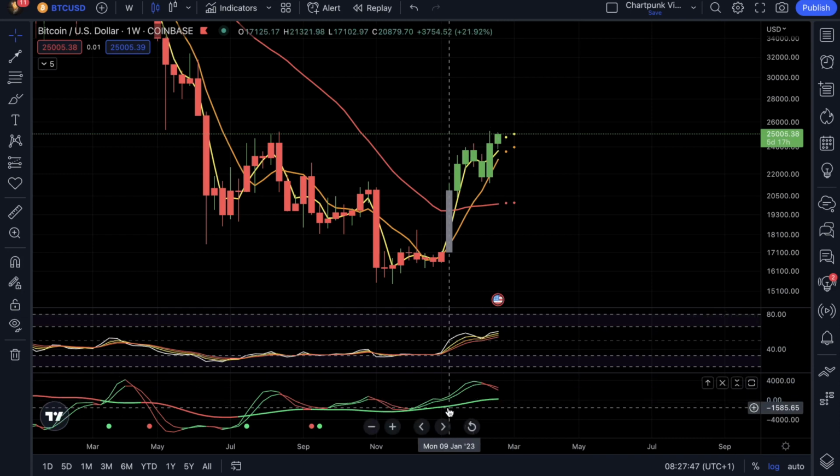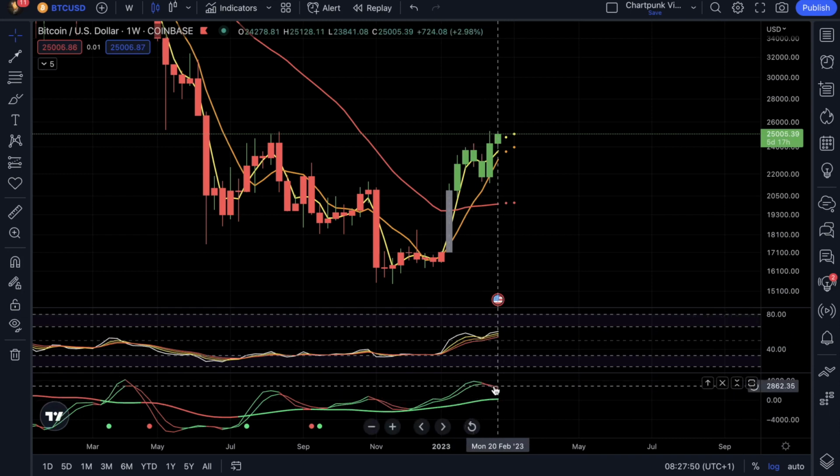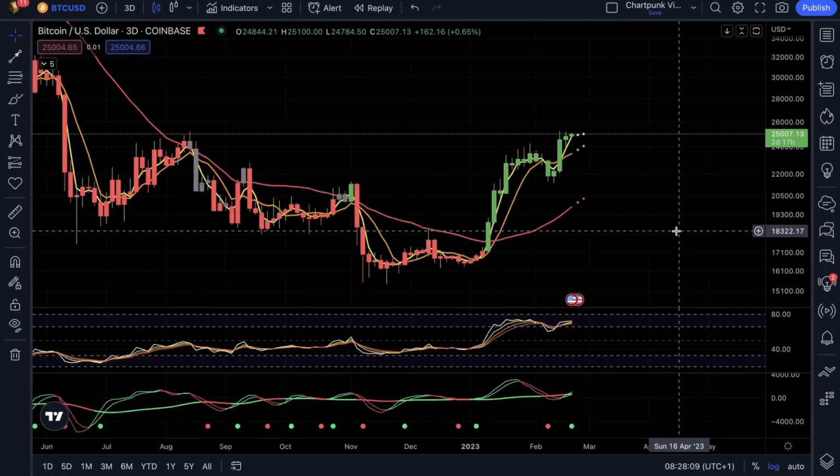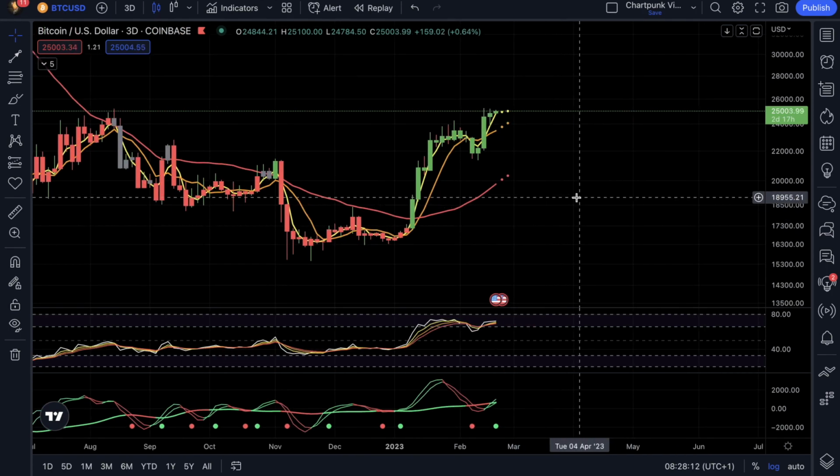The only thing is that the Chartpunk momentum oscillator has started to lean down a bit. This is the only slightly bearish thing that I see on this chart. But basically, if you take a look at this weekly chart, your trend and momentum calibration for your swing trades should be long. 3-day Bitcoin chart, this is basically the same as what we see on the weekly chart.